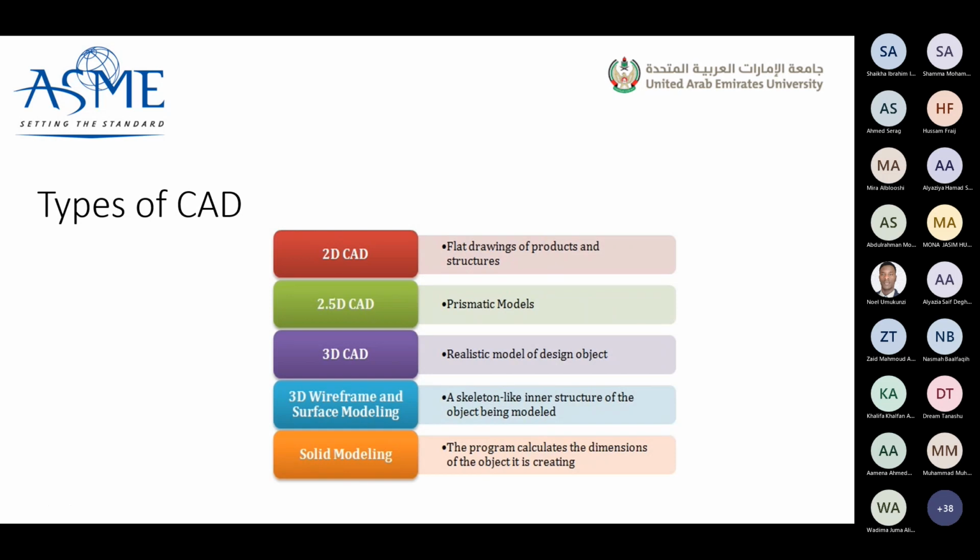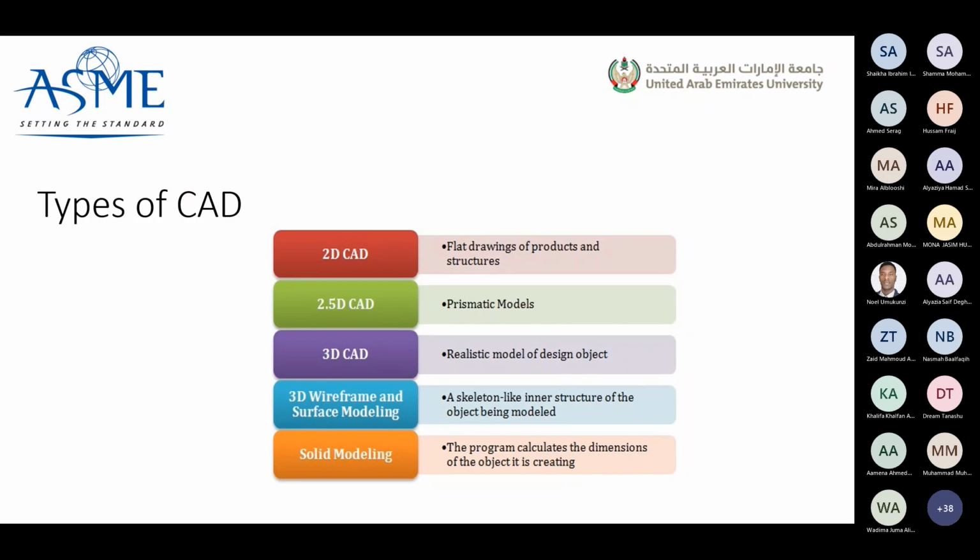So that leads us to the types of CAD used. Currently, we have 2D CAD, which makes flat drawings of products and structures. You have something called 2.5D CAD, which is between 2D and 3D CAD. It makes prismatic models, something like a cube or a sphere, basic drawings.